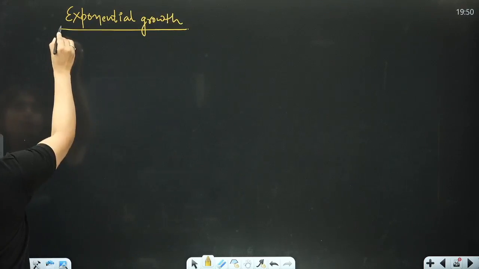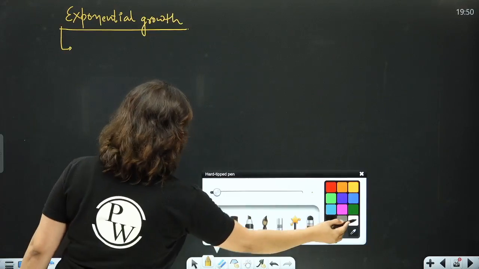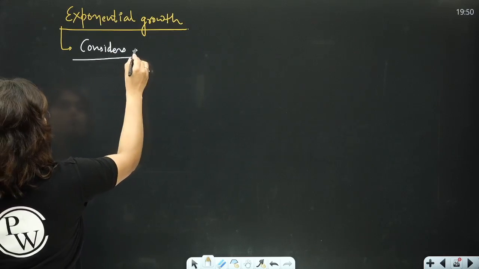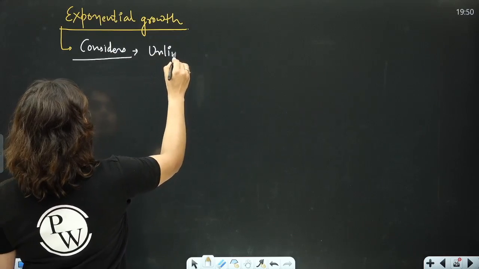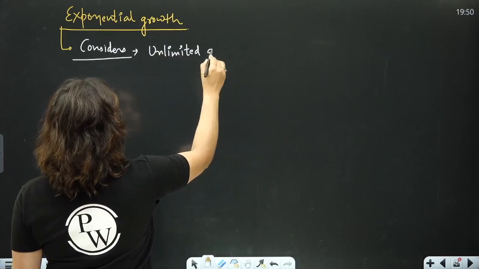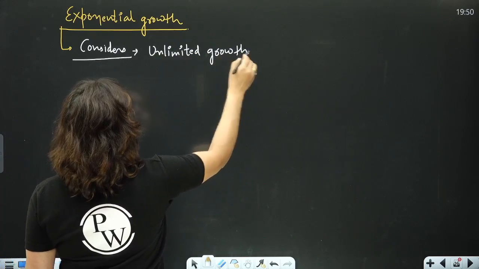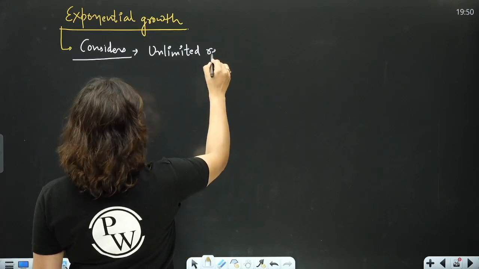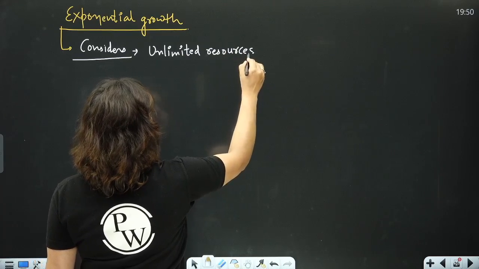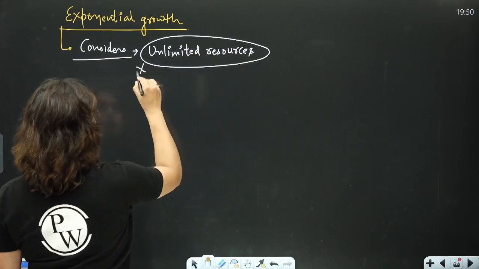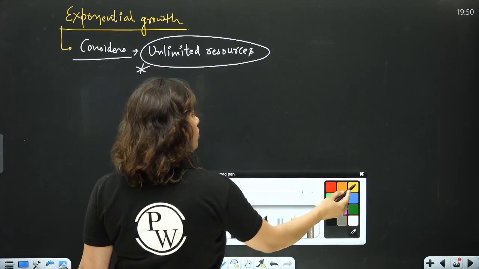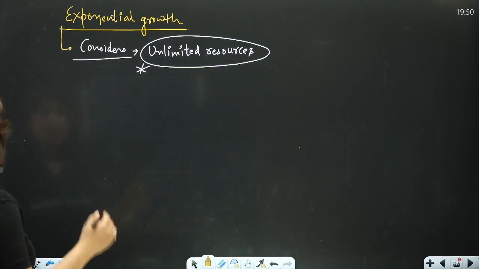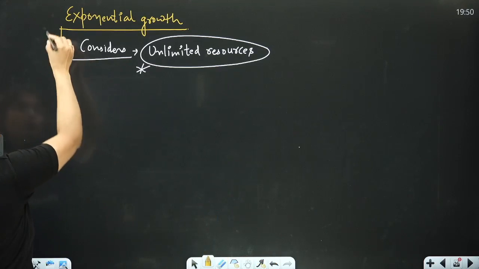Exponential growth is a type of growth which considers that the resources are unlimited. So you can see exponential growth under the condition of unlimited resources. That means when the organism is getting unlimited resources, it will show exponential growth. So how will exponential growth be seen?